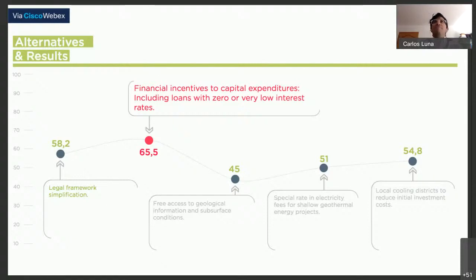For instance, some weeks ago, the Ministry of Mines has published a geothermal regulation for comments. This is a previous stage before enacting the regulation. Even though it is focused on deep geothermal energy, these regulations may serve as well, or may be the first step for a shallow geothermal regulation.